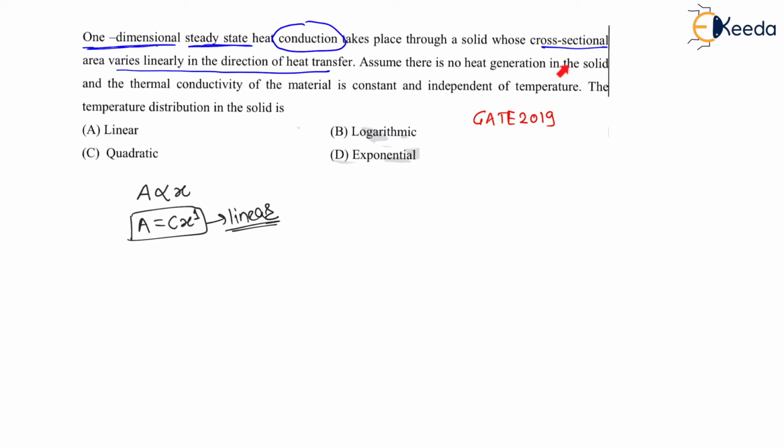Assume there is no heat generation in the solid and thermal conductivity of material is constant. Here, it is without heat generation. Heat generation Q dot is zero, and here thermal conductivity is also constant, of the material, and independent of temperature, right? Thermal conductivity is constant and it is not depending on the temperature. The temperature distribution in the solid is, now what is the temperature distribution?